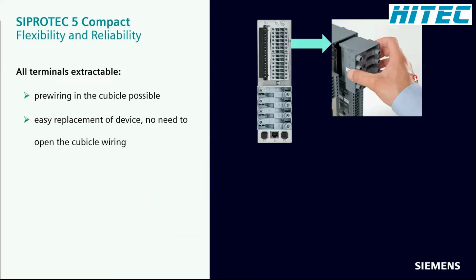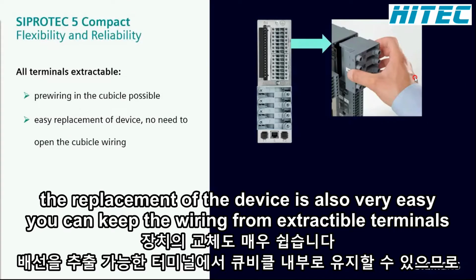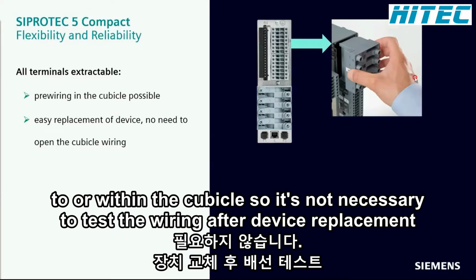This reduces production times of cubicles by doing the cubicle wiring in parallel with the production of the device. The replacement of the device is also very easy. You can keep the wiring from extractable terminals to or within the cubicle, so it's not necessary to test the wiring after device replacement.